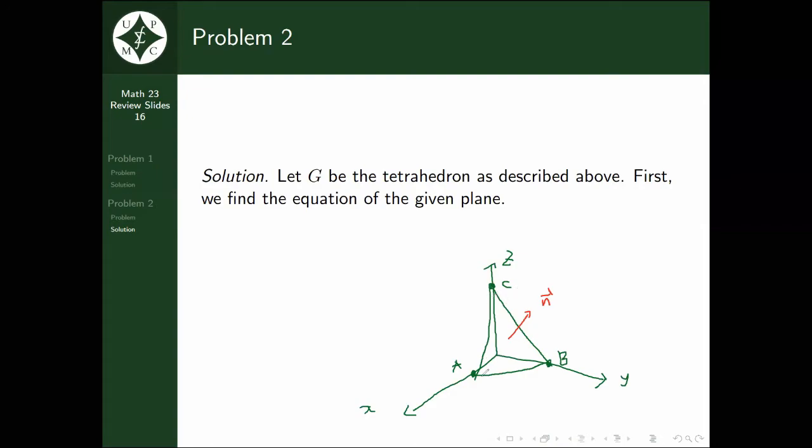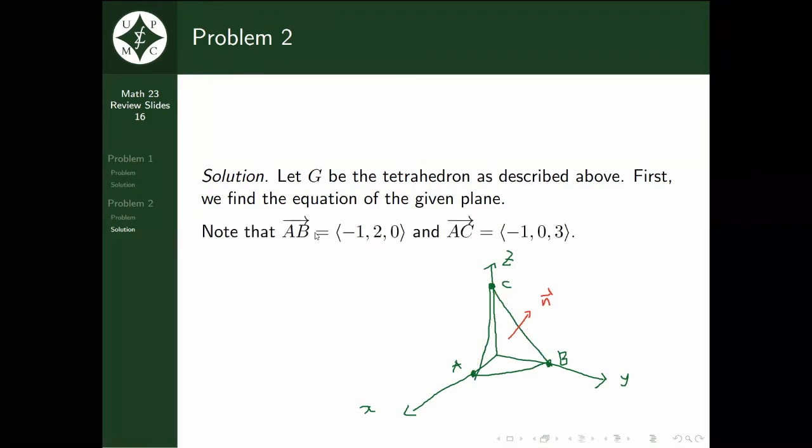An example of a vector could be this vector here from A to C, or this vector from B to C, or this vector from A to B. For this problem, we only need two of these vectors, and it doesn't matter which one we choose, we'll get the same direction for our normal vector. And direction is the only thing that's important. So we chose AB and AC here.